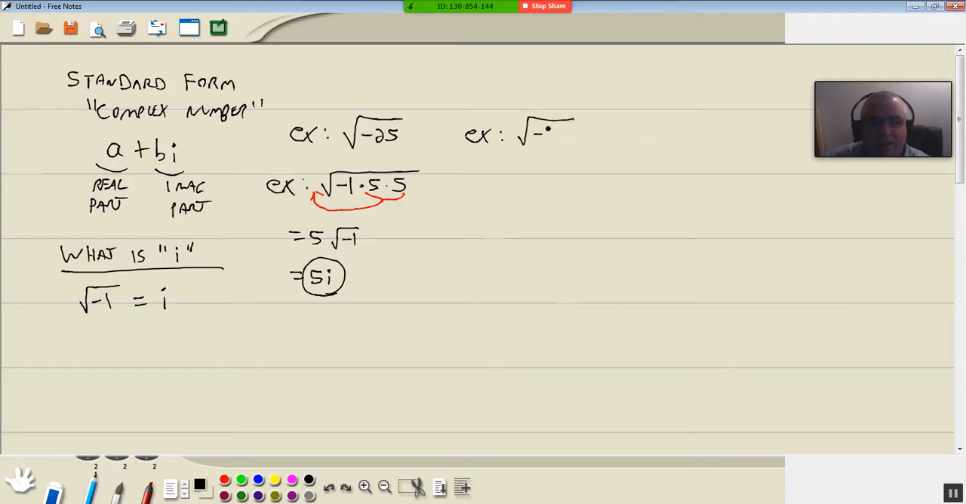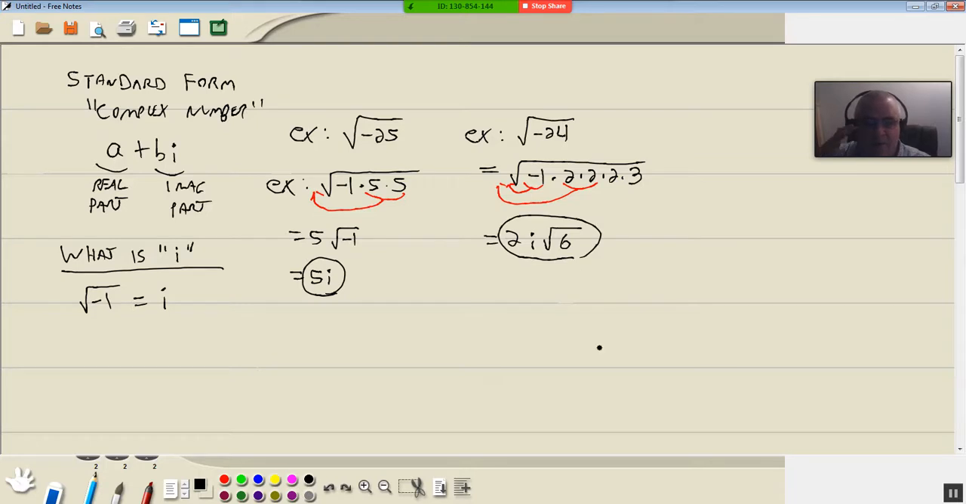Now you may have some problems that don't work out as nice as that. Like if I had the square root of negative 24. If I did the prime factorization of it, I'd have negative 1 times 2 times 2 times 2 times 3. So there's the prime factorization. We're looking for a pair of somethings. Here's a pair of 2s. They're going to come out in front as a single 2. And here's a negative 1. Now it'll come out as an i. So we're going to have 2i, and we're left with a 2 times 3 inside, which is 6. So our answer there would be 2i square root of 6.